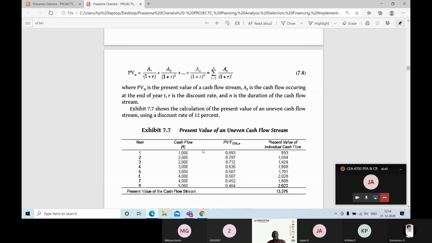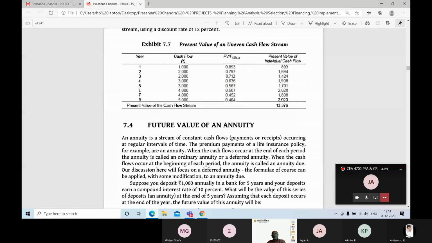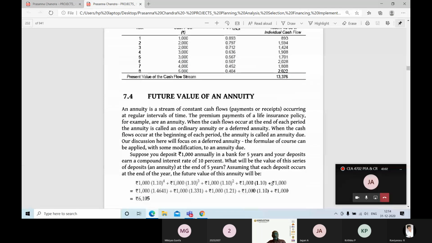In the exhibit, there is the cash flow and the present value of each individual cash flow. The first year is 1000, then 2000, like that. You calculate accordingly, then sum up all the present values to get the total present value of the cash flow. This is the method to calculate it, and there are a lot of problems available with this. You have to calculate them.